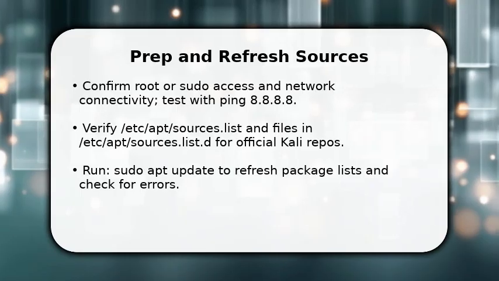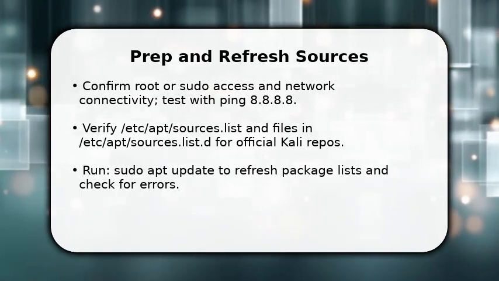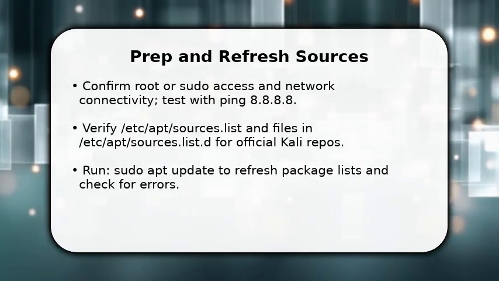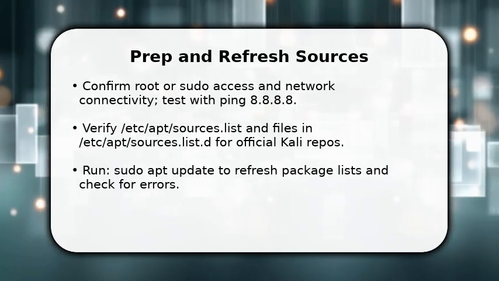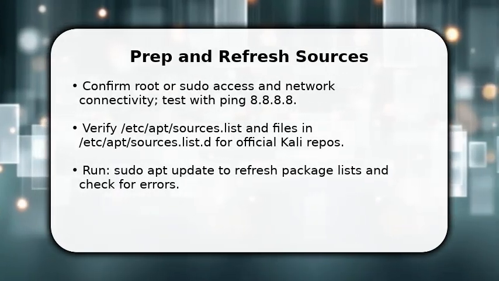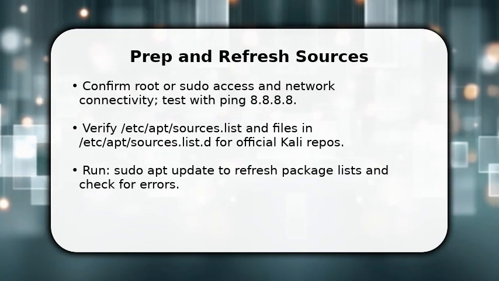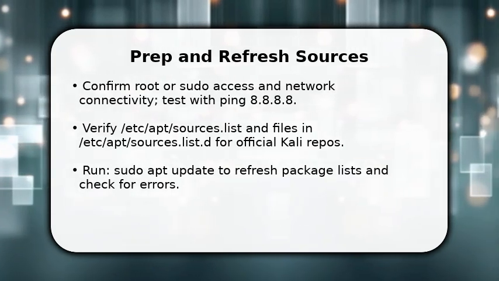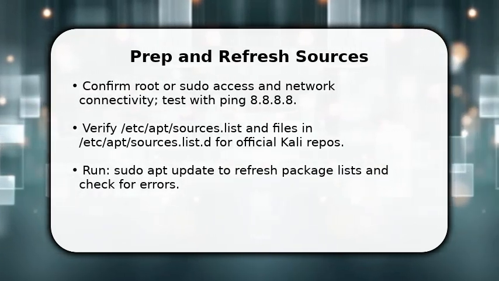Once done, run sudo apt update to refresh package metadata. This tells the package manager what's new and prevents partial installs. If apt update reports GPG or 404 errors, stop and fix the source entry before proceeding to upgrades.